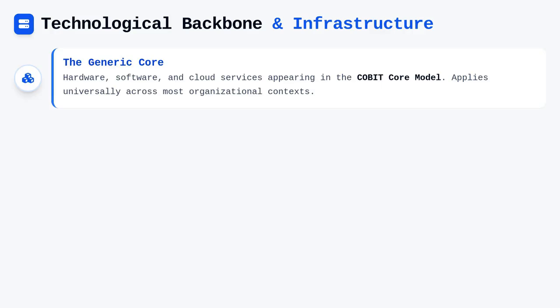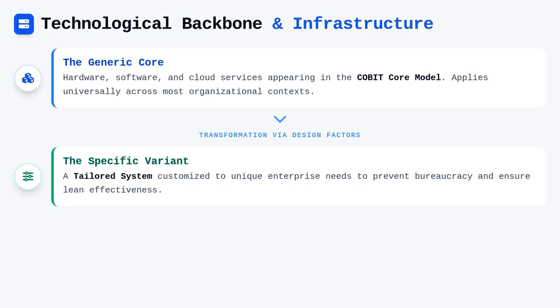These components are categorized as generic when they appear in the COBIT core model, meaning they apply universally across most organizational contexts. However, they are transformed into specific variants through the use of design factors, which allow you to tailor the system to your unique enterprise needs. By adjusting these specific variants based on factors like the size of the enterprise, its threat landscape, or its reliance on external IT providers, you customize the system to be lean and effective rather than bloated and bureaucratic.